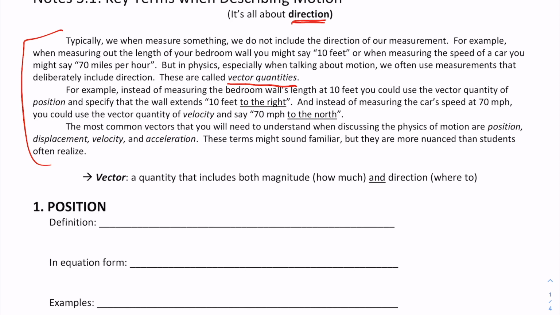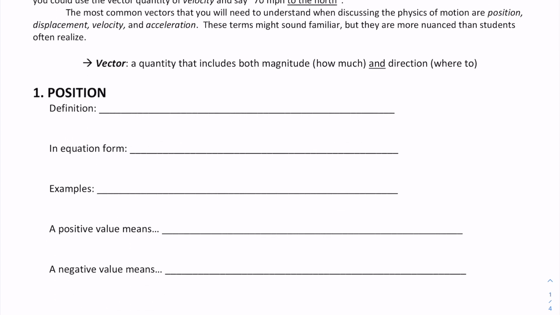The most common vectors that you will need to understand when discussing the physics of motion are position, velocity, displacement, and acceleration. These terms might sound familiar, but they are more nuanced than students often realize. And so again, the big idea here is the idea of a vector. It's a quantity that includes both magnitude, which is a fancy way of saying how much or the value of something, and then the direction, where it's headed. So our first vector is going to be the position vector. And the definition of position is the location of an object in space.